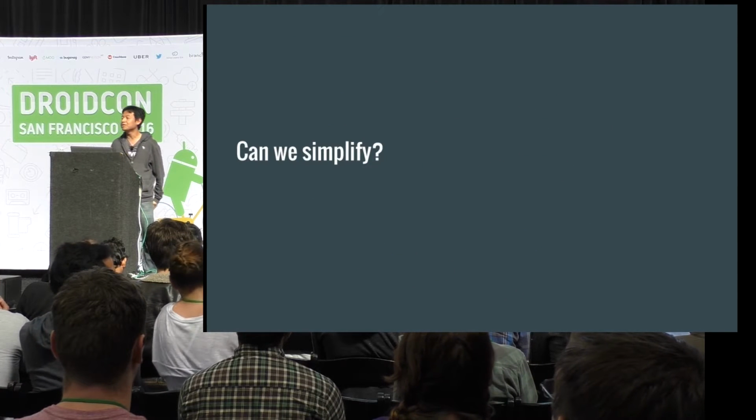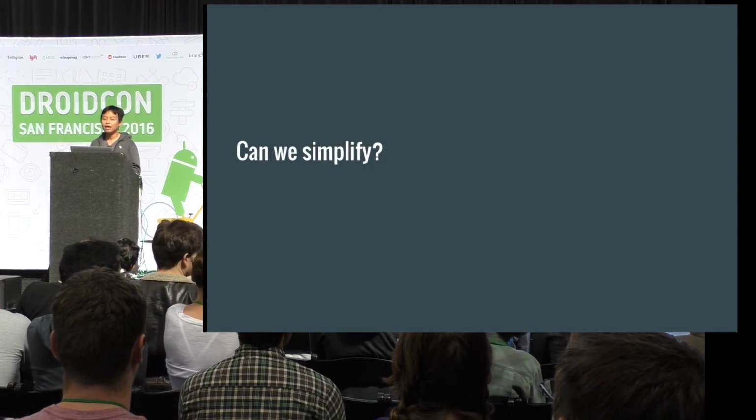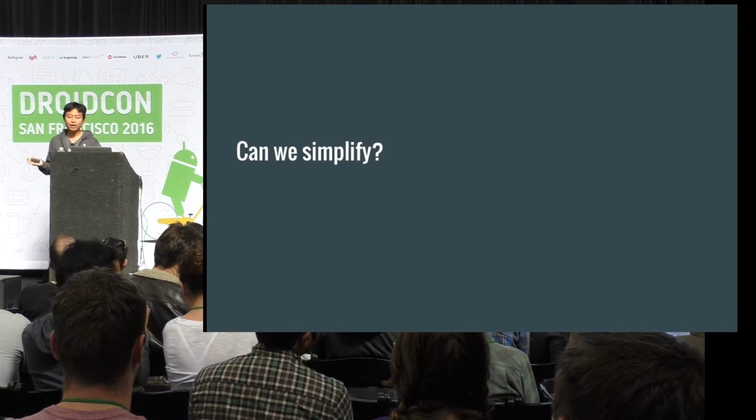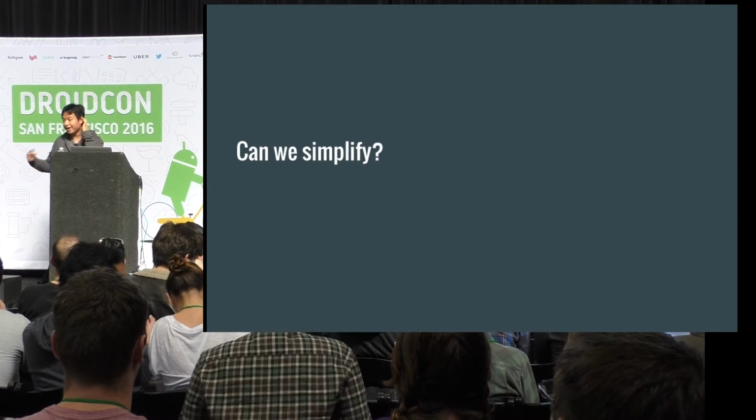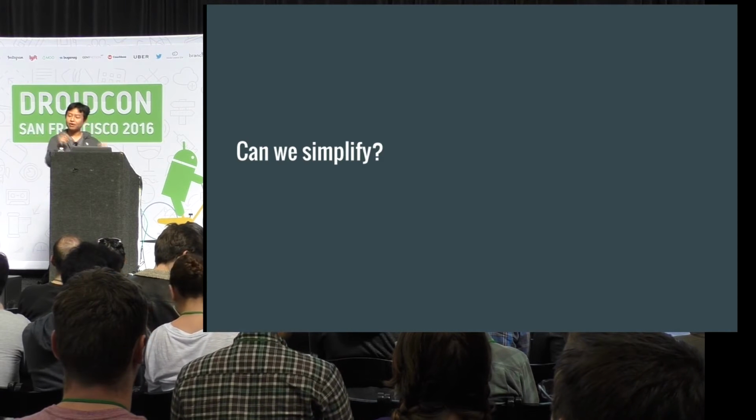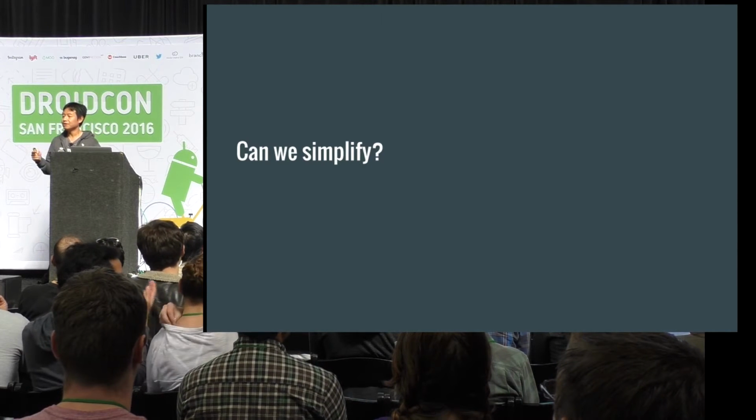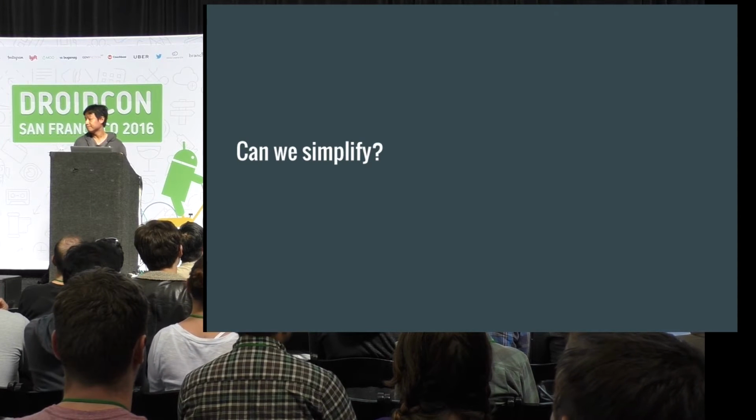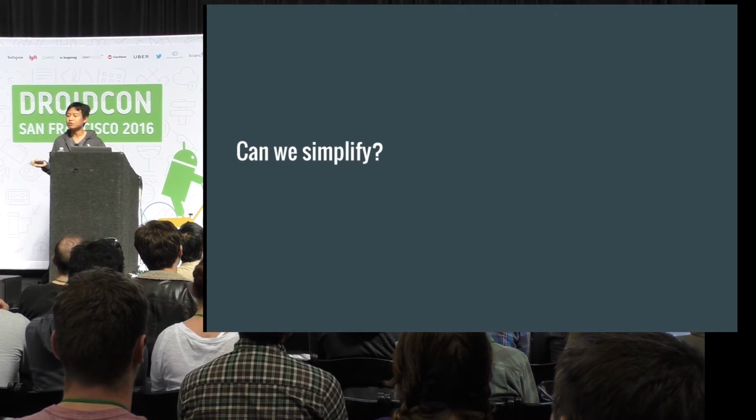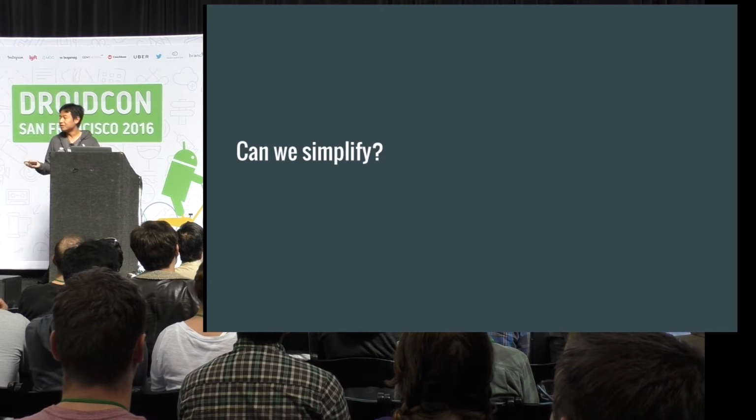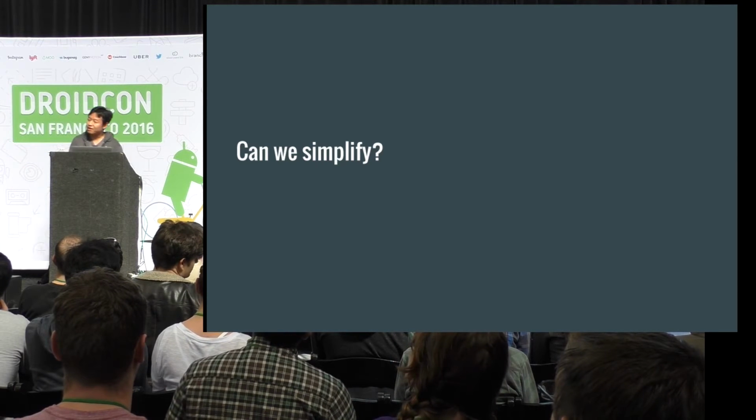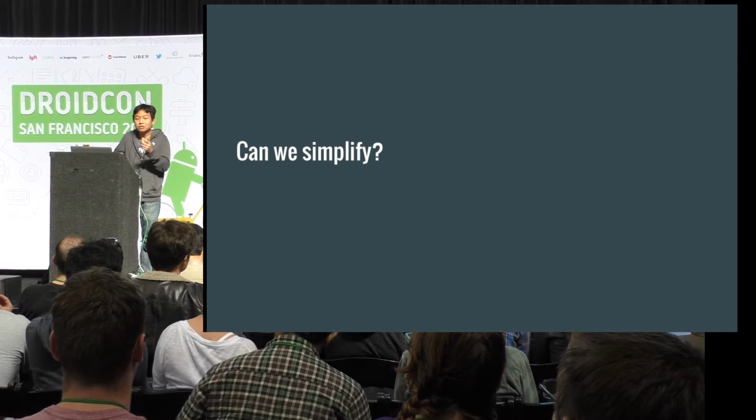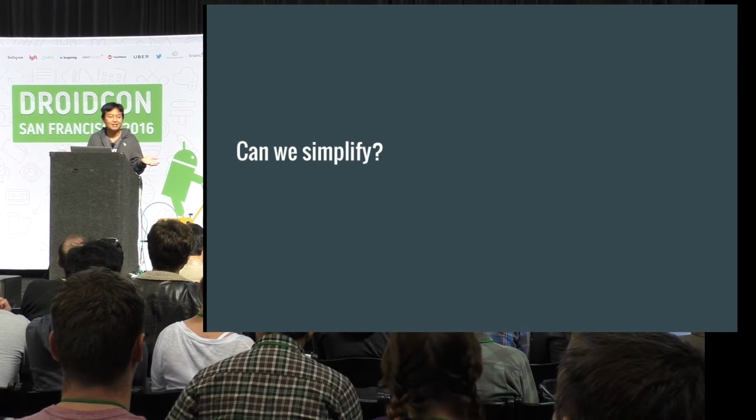So the question is, can we simplify? So how did I come across RxJava? When I got this code, I had a very idealistic thinking. I'm going to refactor this. What he did is wrong, it could be better. Then I tried to refactor it. The first thing I tried was using an event bus. Event bus is good, but if you think about it again, event bus is actually a global variable. You're just replacing one God with another, right?